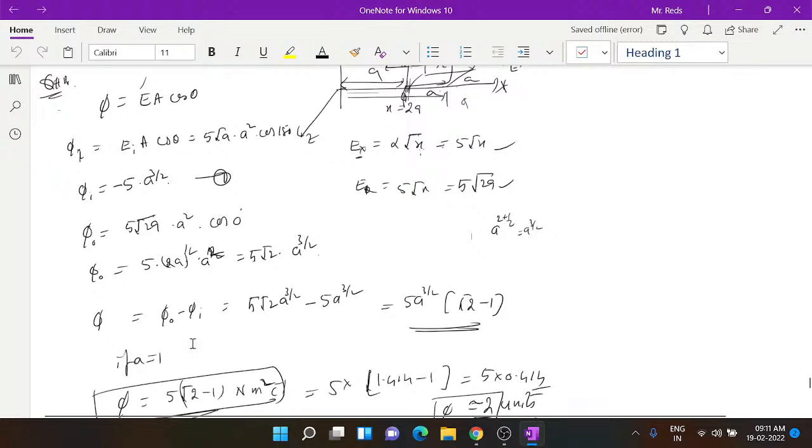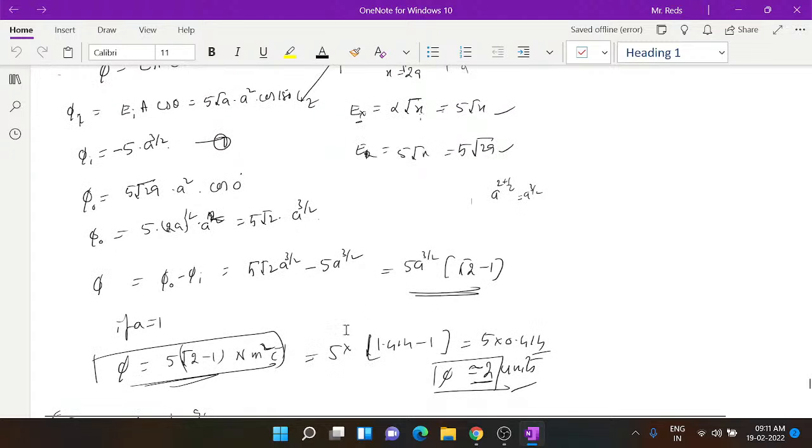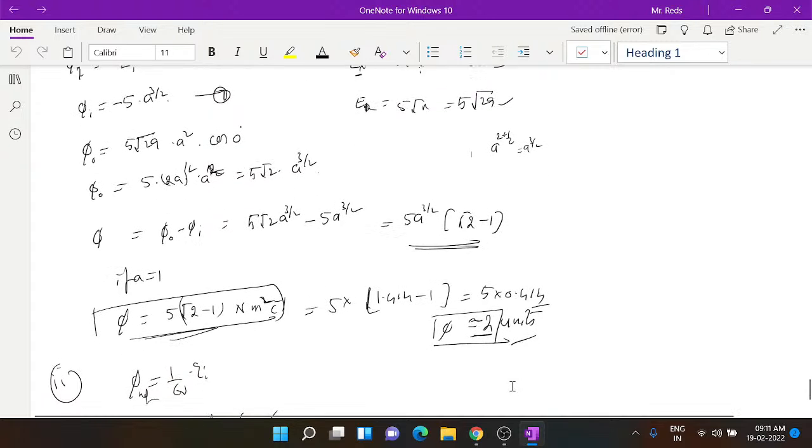The total flux: because the inward flux and outward flux are different, they are not equal. The outward flux is positive and the inward flux is negative. So outward minus inward is equal to this. If you take out 5 into a power 5 by 2, you can write it as root 2 minus 1, and simplifying this, you can approximately take it as 2 Newton meter square per coulomb. This is how you have to work it out.